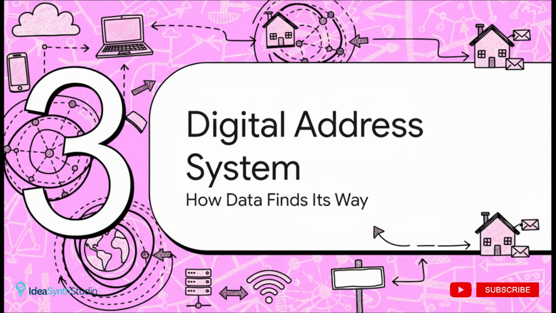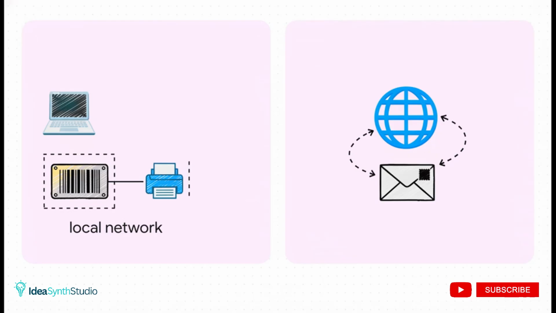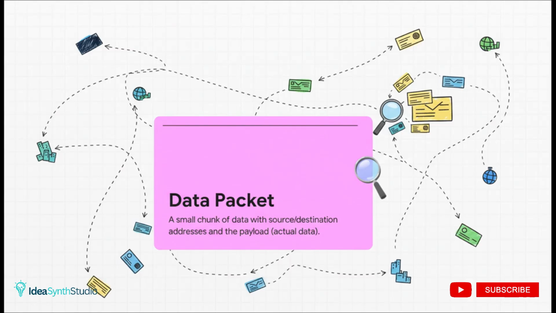So we've got all our devices hooked up. But how on earth does an email you send from your laptop find its way to one specific phone halfway across the world? Well, it's not magic, it's all about addresses. Every single device that can connect to a network has two critical addresses. Think of the MAC address as a permanent serial number that's physically burned into the device's hardware. It's unique and never changes. But the IP address? That's more like your current mailing address. It can change depending on where you are, and it's what routers use to send your data across the vastness of the internet.